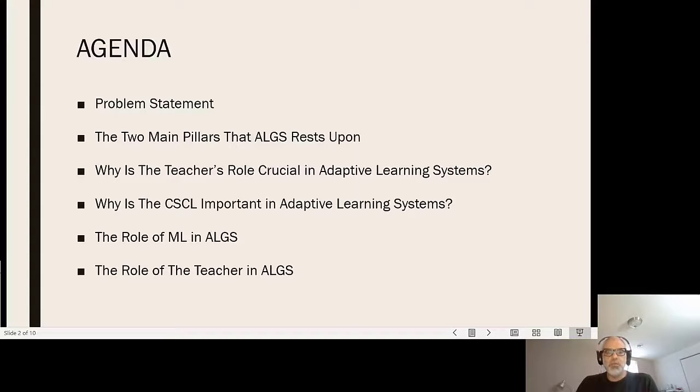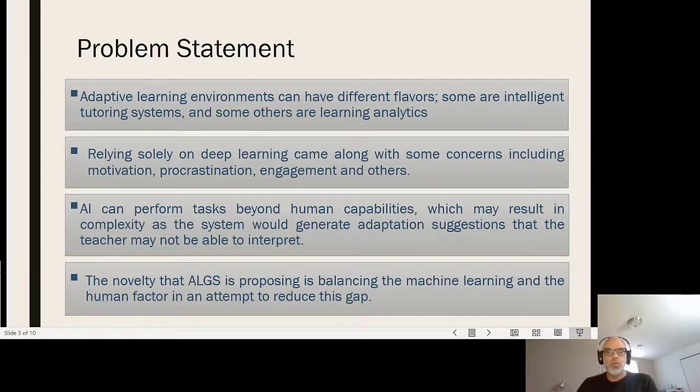So we start with the problem statement. What are the two main components of the ALGS? Why is the teacher role crucial in adaptive learning systems? Why is the collaborative nature of the environment important? And where do we see the best contribution of the machine learning? And now go back to the role of the teacher. How do we maintain an active role, a central role for the teacher and mentor in the adaptive learning process?